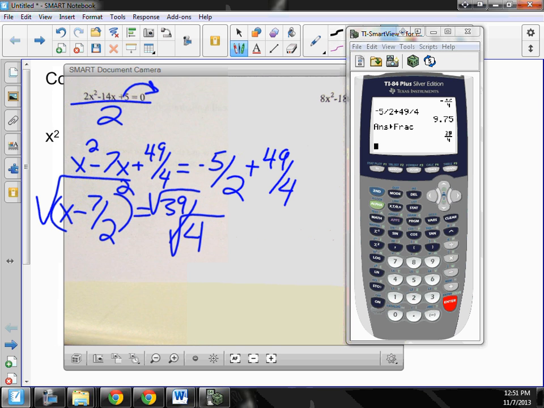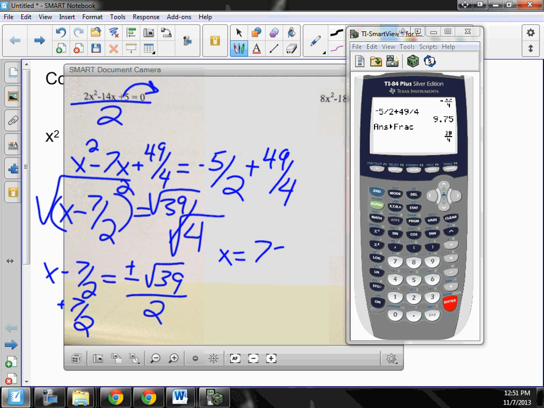So can I pull anything out? No, doesn't have any pairs. So I get x minus 7 over 2 equals plus or minus the square root of 39 over 2. And once again, that denominator will always simplify. Okay, you're fine. So add 7 over 2, and these don't mix, so my answer is 7 plus or minus the square root of 39, and they're both over 2. Okay?